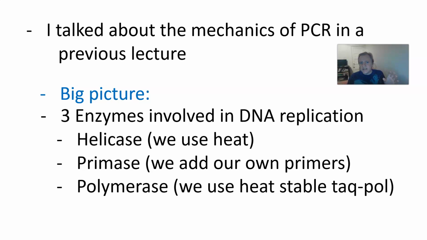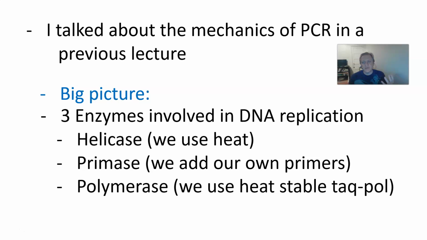And then the next enzyme that's involved is primase, because remember, polymerase doesn't know where to start. If this is all foreign to you, go check out that previous lecture from before. But helicase, we're using heat as our helicase, basically. And then primase would normally come in and add primers so that polymerase would know where to go. But because we're adding in our own primers, we don't need primase in this case. We can just replicate the segment of DNA that we care about.